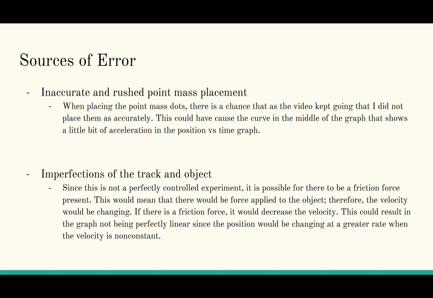Sources of error include inaccurate and rushed point mass placement. When placing the point mass dots, there is a chance that as the video kept going, I did not place them as accurately. This could have caused the curve in the middle of the graph that shows a little bit of acceleration in the position versus time graph. Another source is imperfections of the track and object. Since this is not a perfectly controlled experiment, it is possible for there to be a friction force present, which would cause the velocity to be non-constant and therefore mess up our position versus time graph.